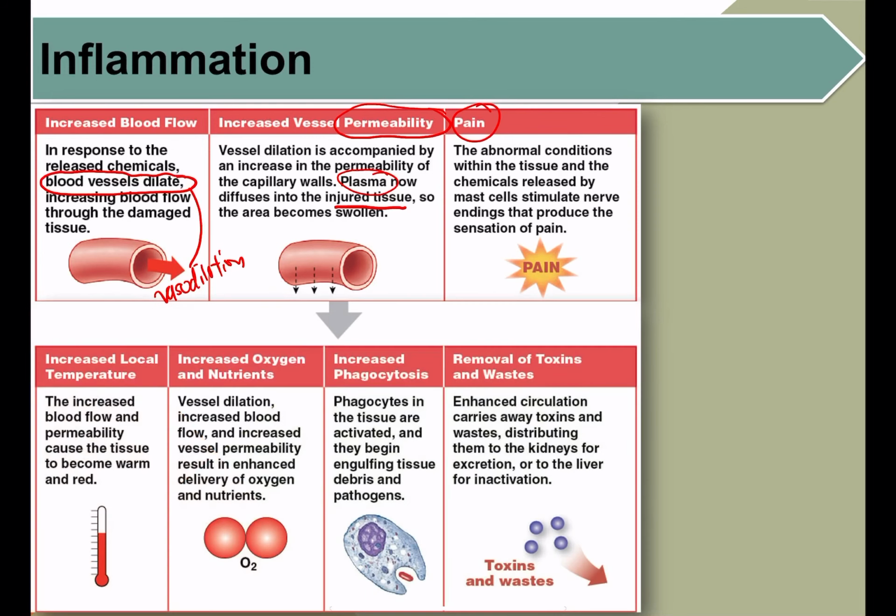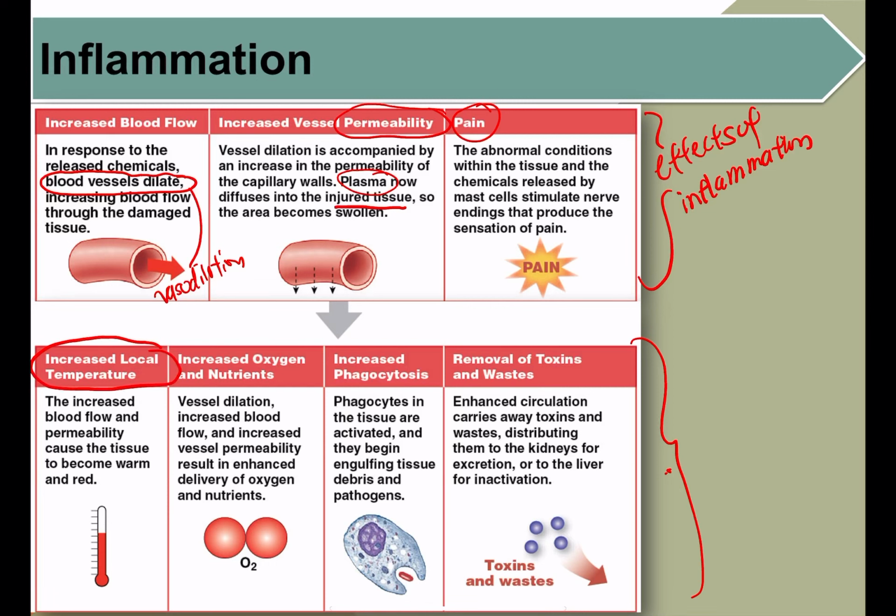Now, these three effects of inflammation can lead to these results right here. So these are the direct effects, and then this is what's going to cause the results. Why do we need to have increased blood flow? Why do we need increased vessel permeability? It's all for, for example, increased local temperature. Increased local temperature can actually prevent growth of bacteria, and also speed up chemical movement and reaction processes.